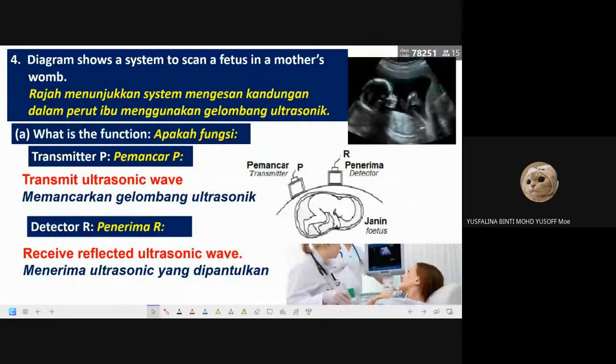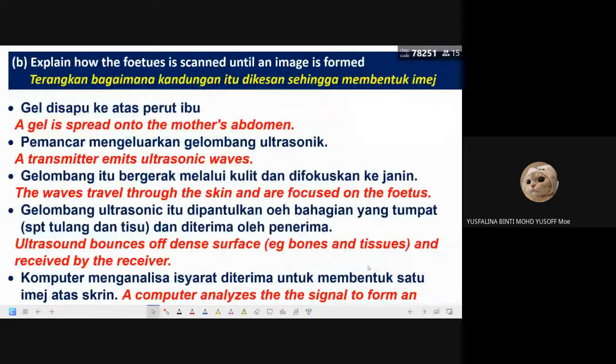Here the transmitter will emit the ultrasonic sound, so it will hit the fetus here, the bones and the tissue. Then it will be reflected to the detector. So the detector, the receiver, will receive the reflected ultrasonic wave, and then they will form an image based on the reflected wave. So a computer analyzes the signal to form an image. For this one, don't worry, I will put all the notes here. Later I will change to PDF and I will put it in the group, so those who could not copy just now can copy later.